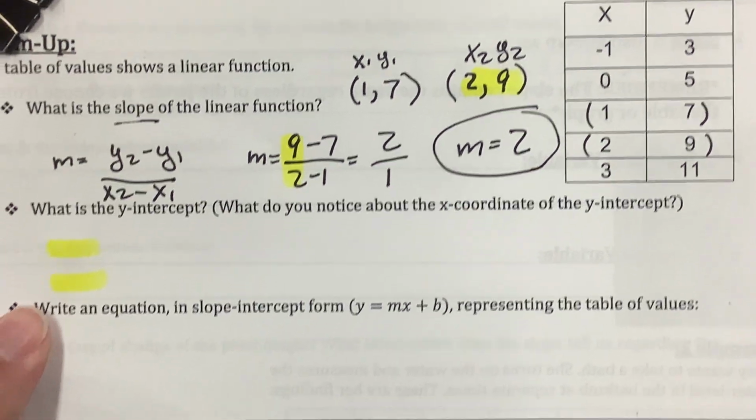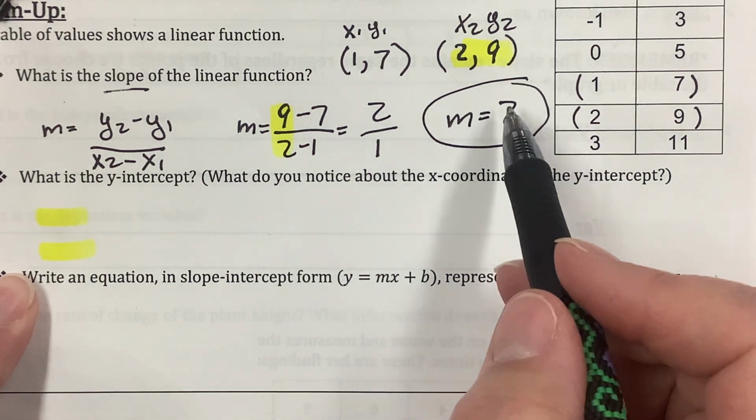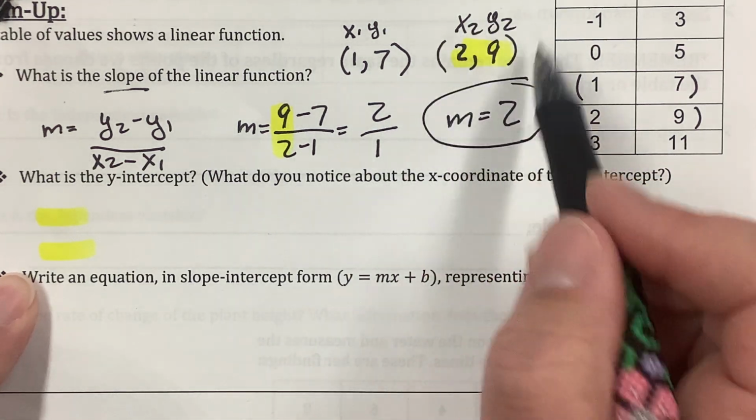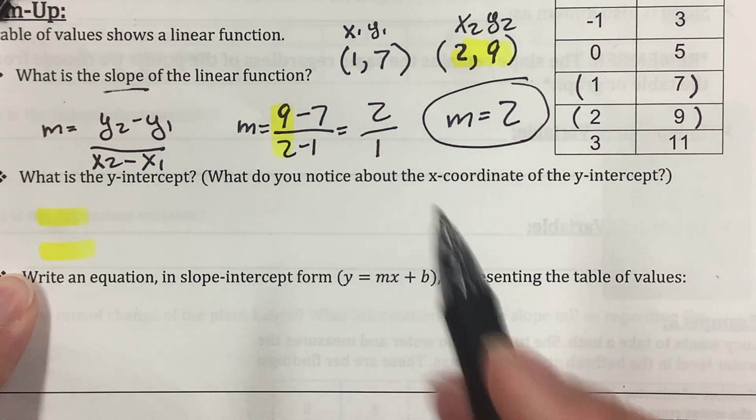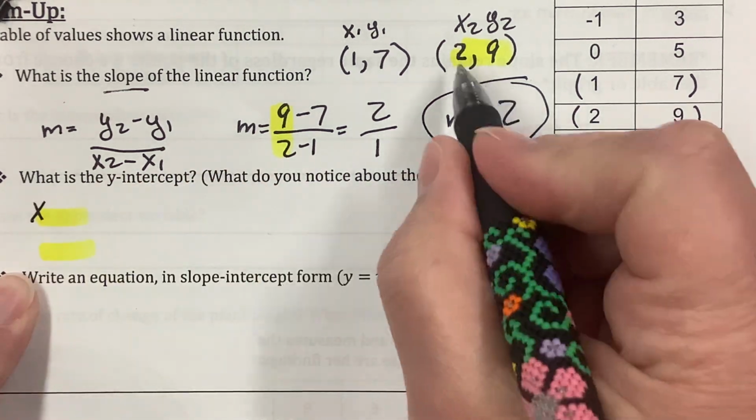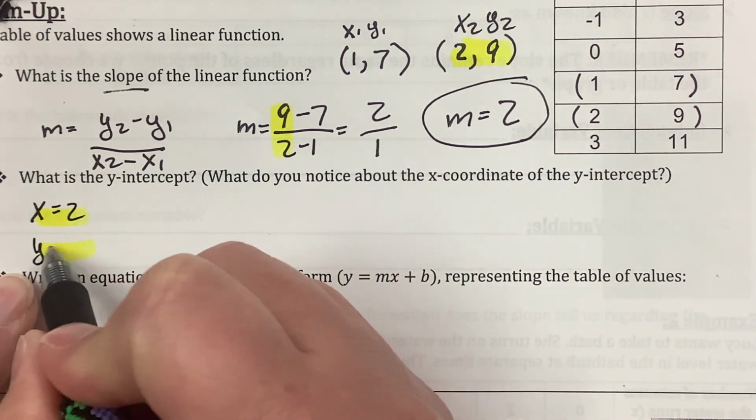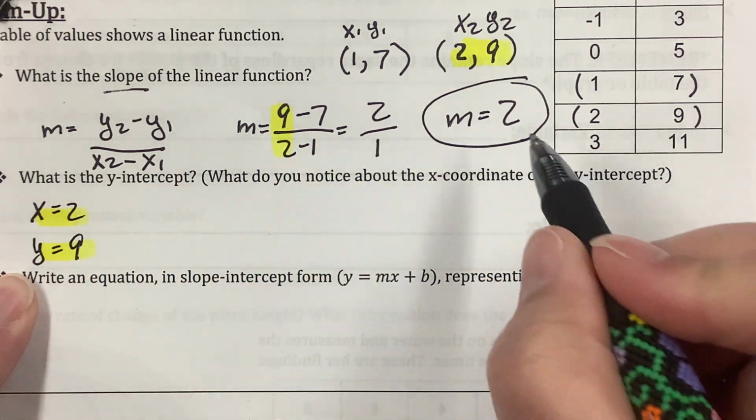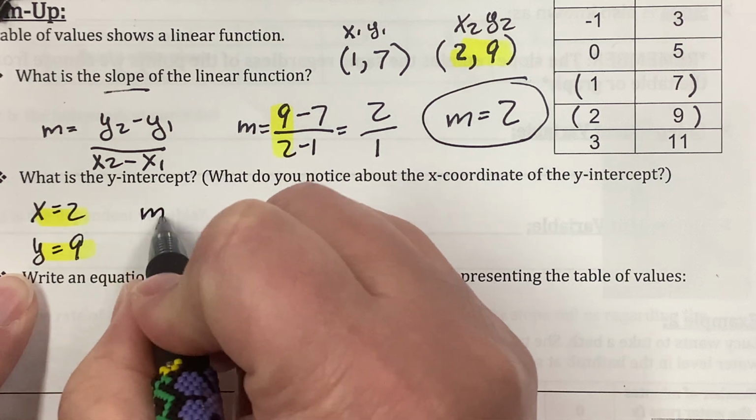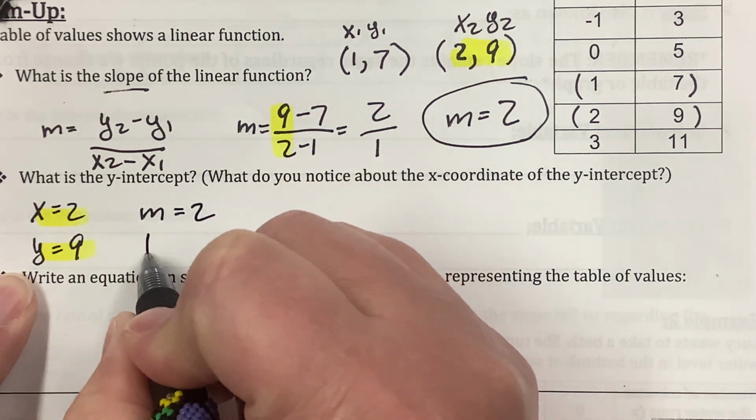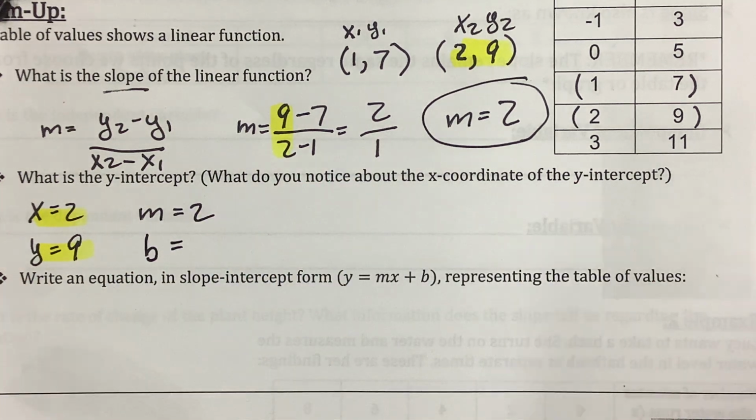Now I have to find the y-intercept. And I'm going to use this slope and this point to help me find the y-intercept. So I have x equals 2 and y equals 9, and m equals 2. But I don't have a b. That's what I'm looking for. b is the y-intercept that I'm looking for. So I need some kind of form.